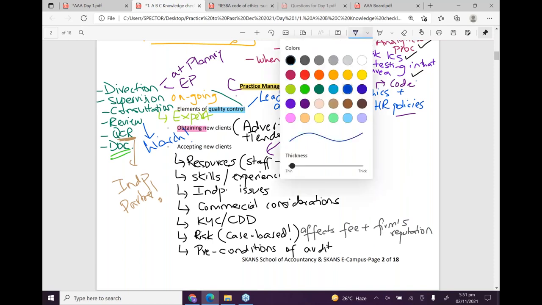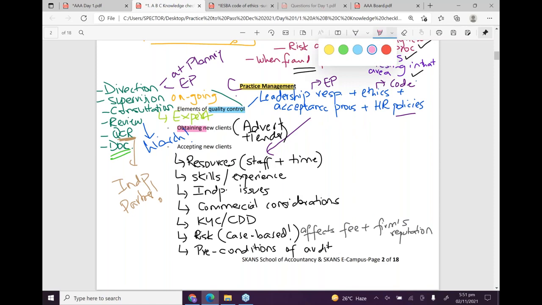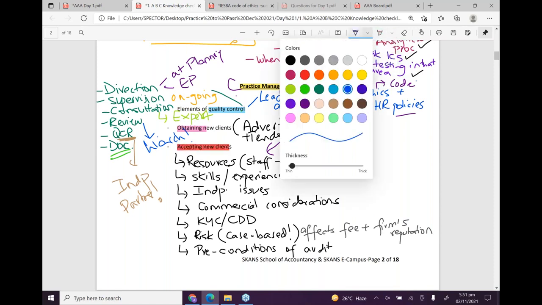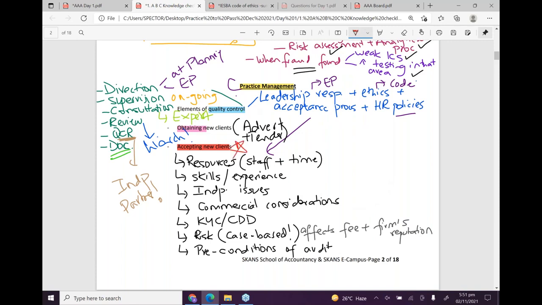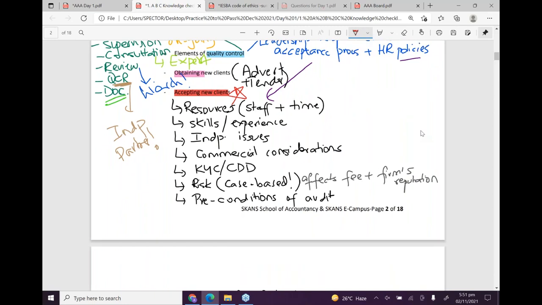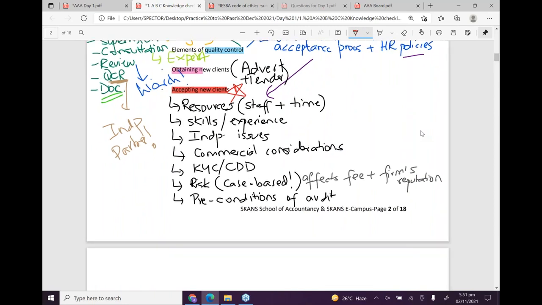The last topic, and remember, star means very important. So my last topic for this section gets a star. Quite often, she's going to test on factors to consider before you accept a new client. This could be for audit or it could be for other engagements as well. I'm only focusing on audit today.